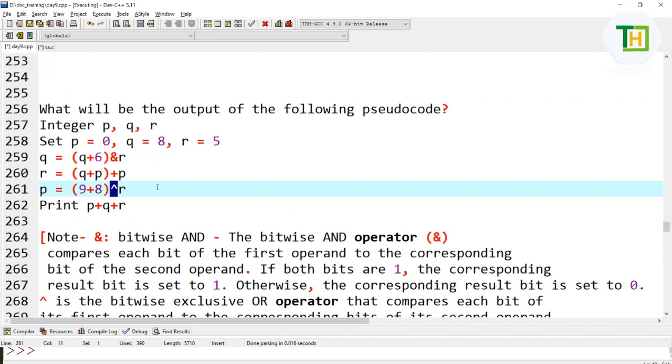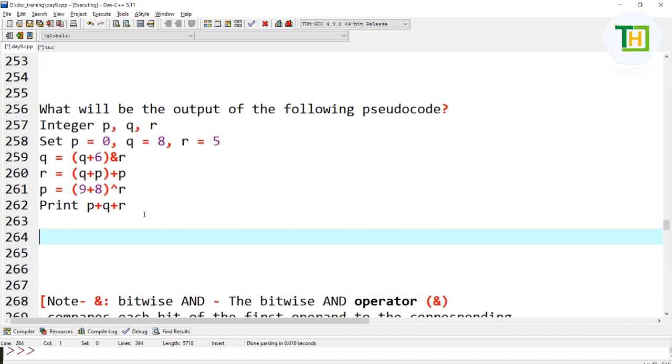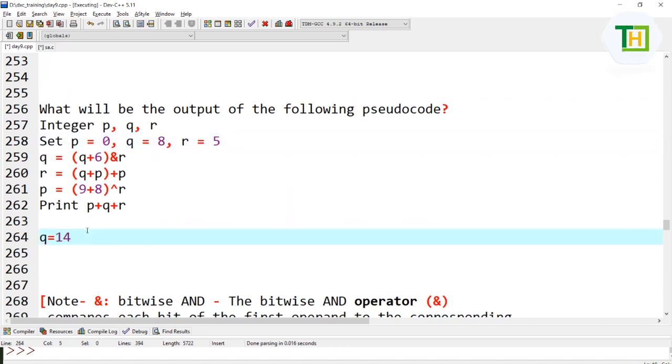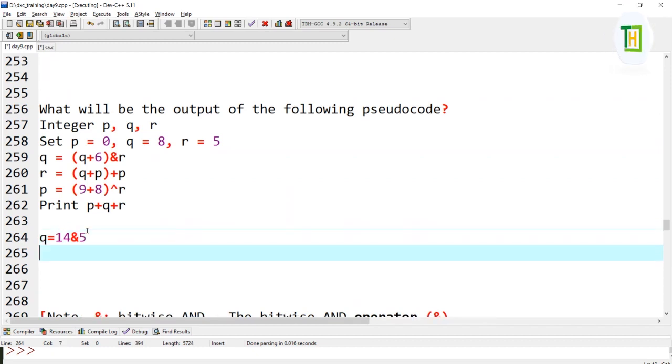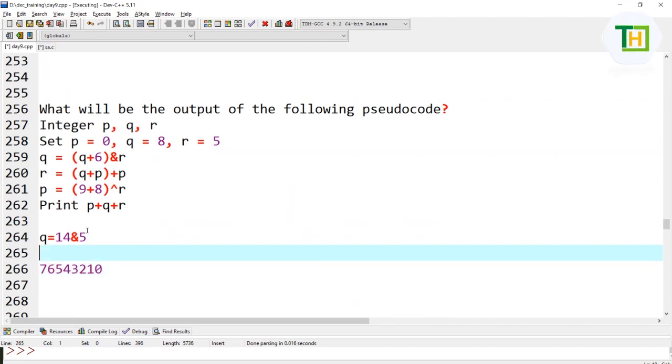When working with bitwise operations, just be careful. The Q value is equal to Q plus 6. What is the Q value? Q value is 8. 8 plus 6 is going to be 14, and the R value is going to be 5. What is 14 in binary? First of all, every time I'm going to write this one. And 14 in binary.